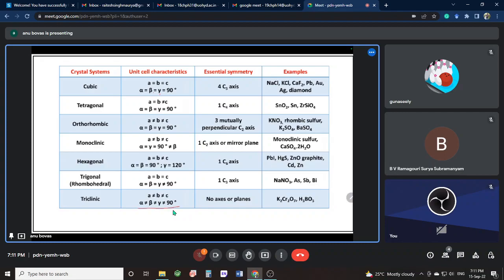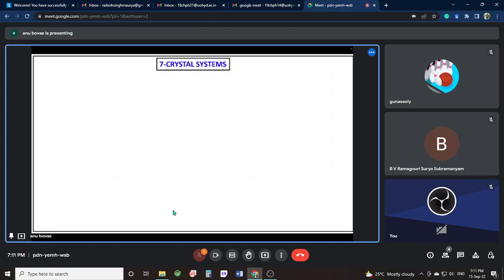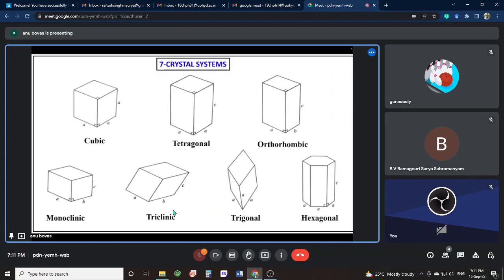Okay, so this table is very important. You can take a screenshot because some questions are directly asked from this table, giving the lattice parameter relations and asking you to define which crystal system this one belongs to. So this table is important. Now, the seven crystal systems I have shown: this is how symmetrical each is, how it will look.